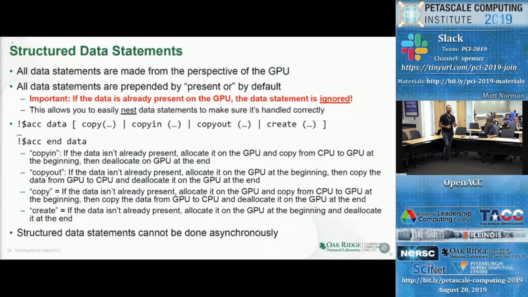So if it already exists on the GPU and you say copy in, it's not going to do anything because it's a present_or_copyin. If it's present, it doesn't do anything. But if it's not present, then you allocate it and then copy it from CPU to GPU.